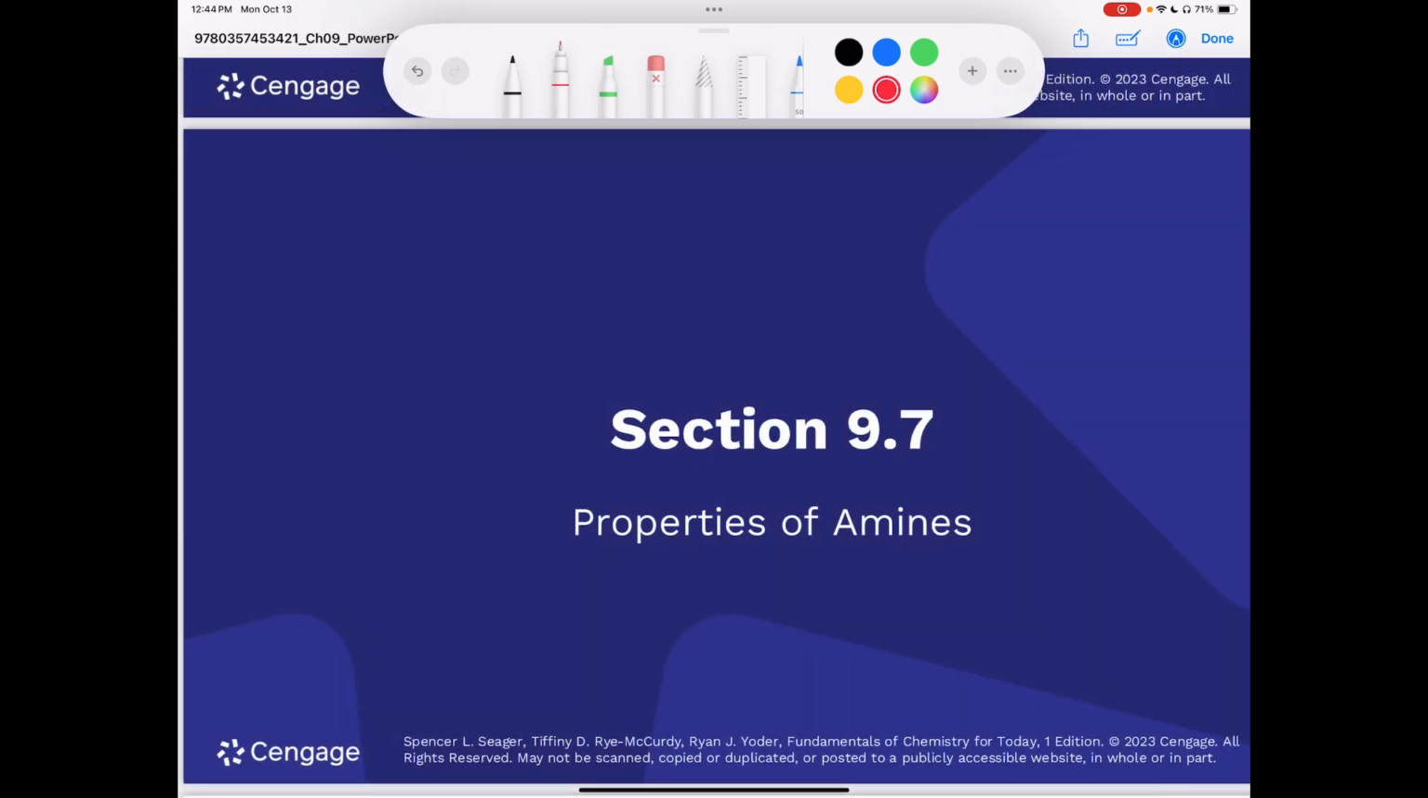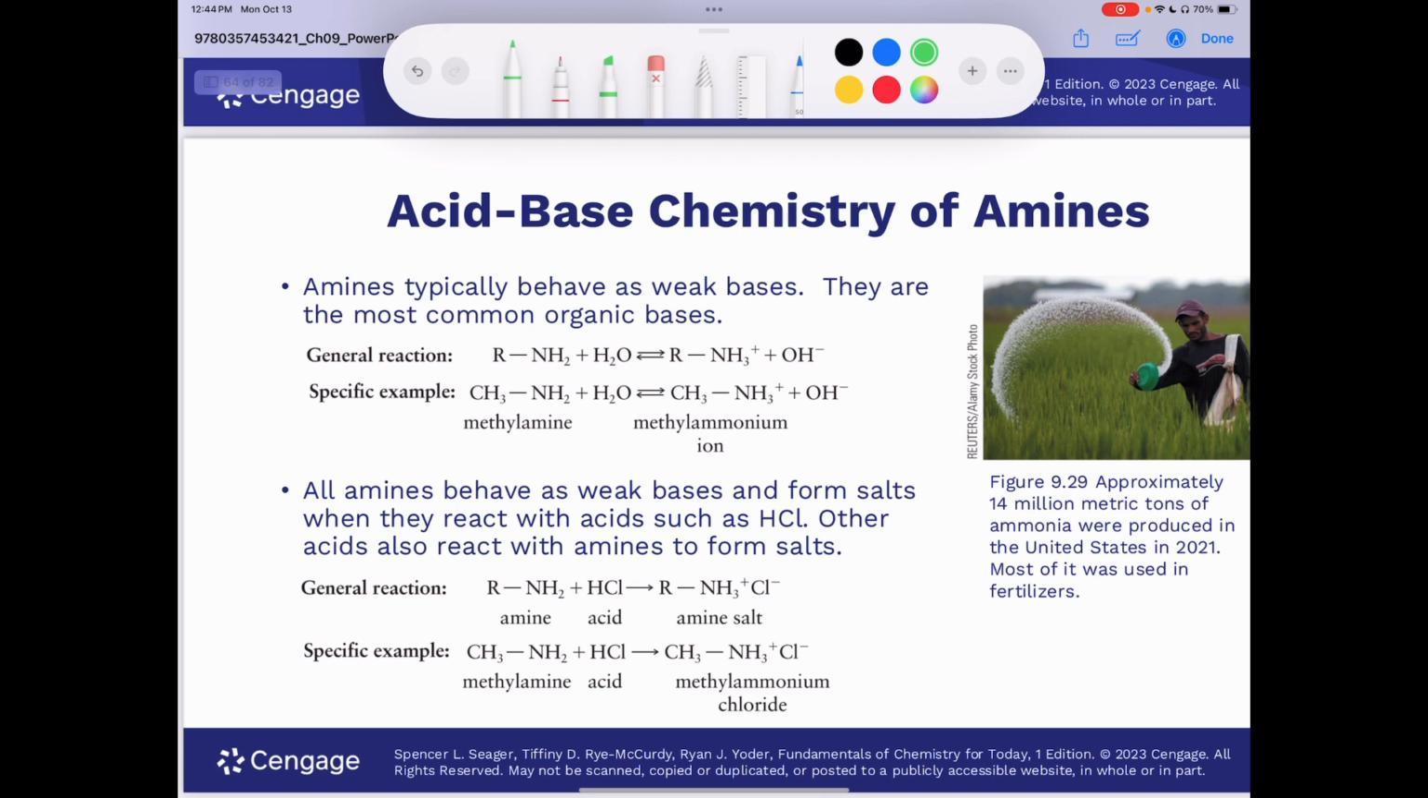Okay, now what about the properties of amines? Again, I want you to keep in mind that amines are weak bases. They're not strong bases, they're weak bases. So like I told you, amines typically behave as weak bases. They are the most common organic bases.